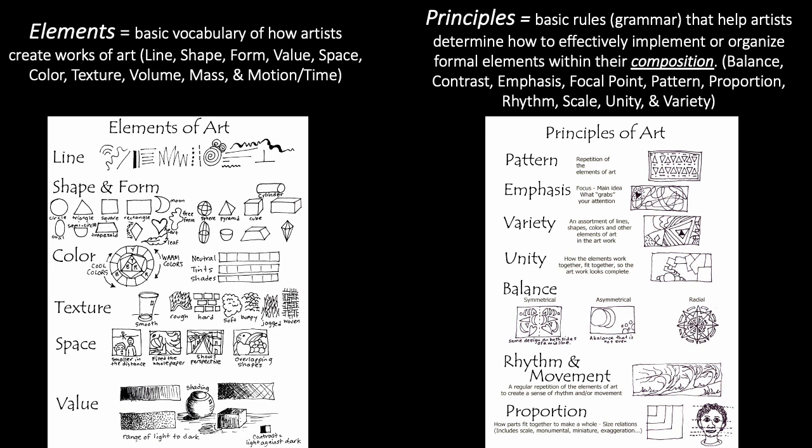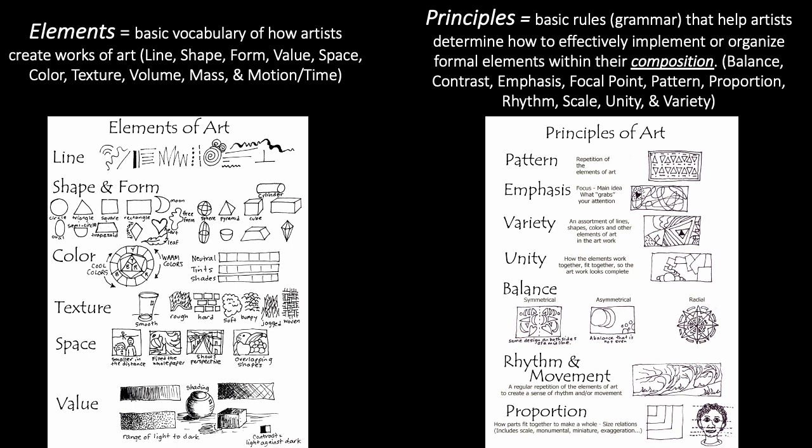So the elements are the basic vocabulary of how artists create their works of art. These include line, shape, form, value, space, color, texture, volume, mass, and motion and time. We sort of lump those together as a single element.